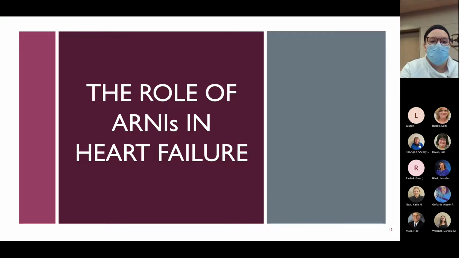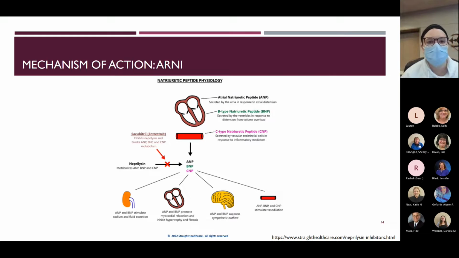Going over the role of the ARNIs in heart failure, first I wanted to discuss the mechanism of action of these medications. An ARNI is a combination product of valsartan, which is an angiotensin receptor blocker, and sacubitril, which is our neprilysin inhibitor. What the neprilysin inhibitor does is block the enzyme neprilysin from metabolizing our body's natriuretic peptides, which go on to have beneficial effects in our patients with heart failure, causing vasodilation and improving cardiac output by increasing the amount of BNP that's floating around in the patient's body.